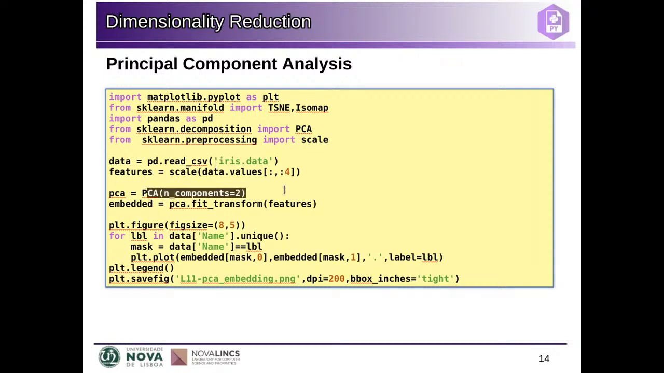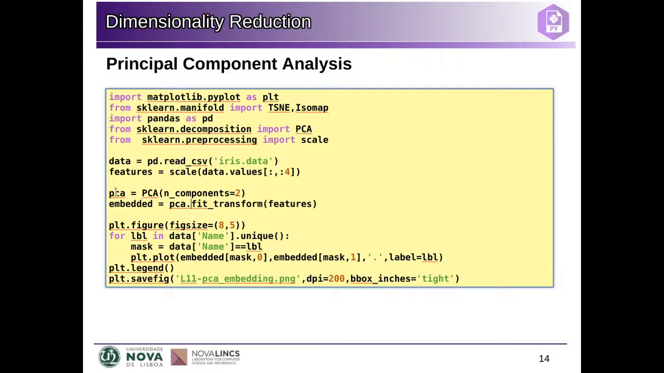So now I'm going to create this PCA object, and I'm going to tell it how many components I want to retain. So I want to plot this in 2 dimensions, so I'm going to retain 2 components, and I'm going to transform my features matrix, which has 4 columns, into the 2 columns of the embedding I'm computing here.